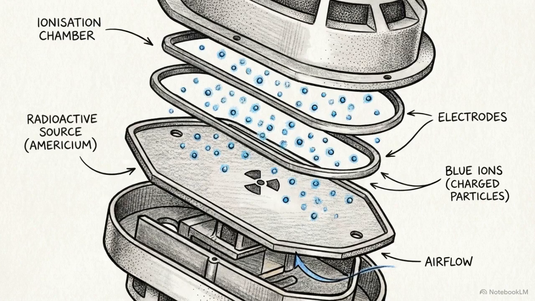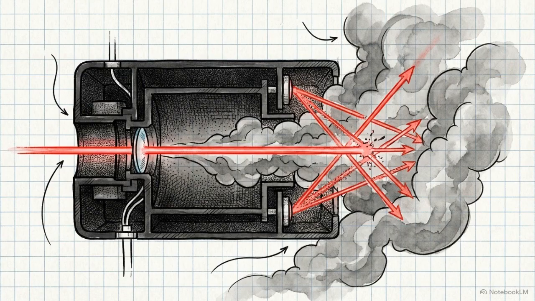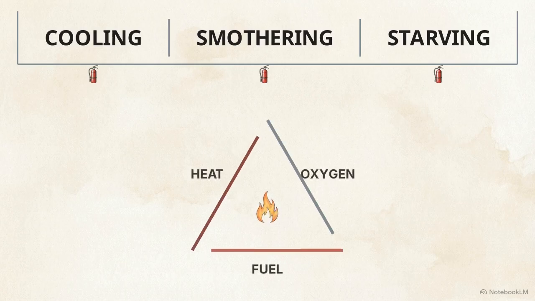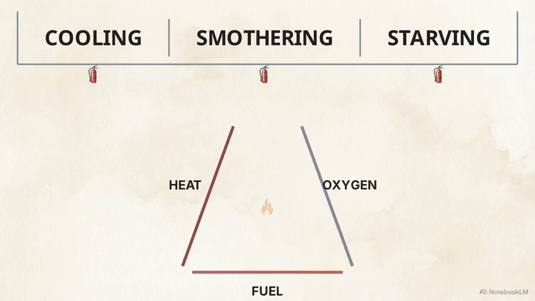Smoke detection targets 2 different states of combustion. Ionization detectors sense the small, invisible particles produced early in a fire. Optical detectors sense the physical obscuration or scattering of a light beam caused by visible smoke particles. This matrix links the 3 methods of extinguishment: cooling, smothering, and starving, to specific extinguisher types. Portable fire extinguishers function by directly neutralizing one specific leg of the fire triangle.